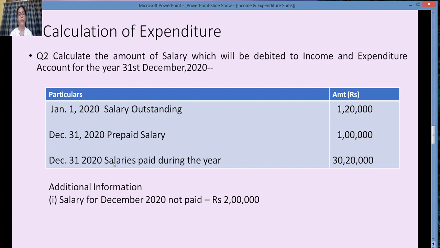Another piece of information that we have for 31st is that salary is paid during the entire financial year, from January to December, and the amount spent was 30 lakhs 20,000. Additional information: salaries for 2020 of 2 lakhs were not paid, so there is an outstanding amount at the close of the financial year. Now, let's do the adjustment and find out the actual amount of expenditure under the head of salaries.